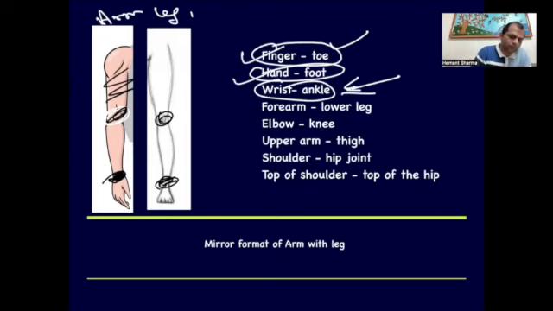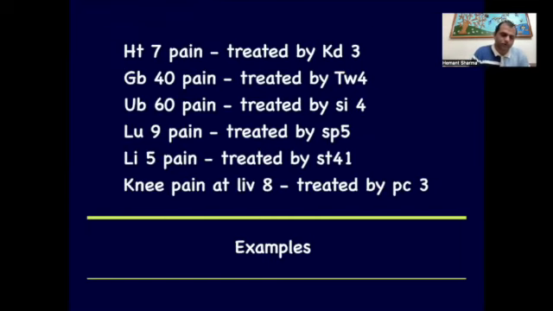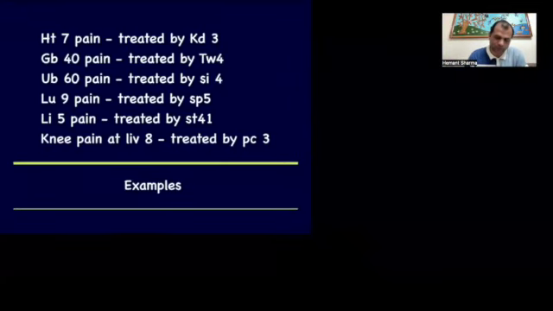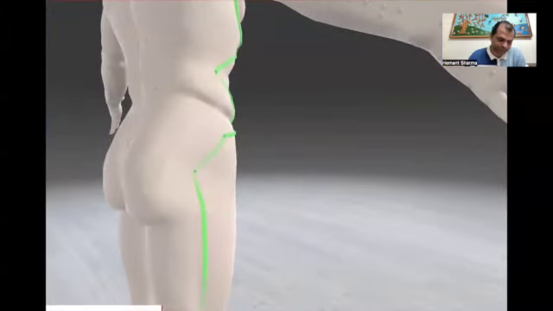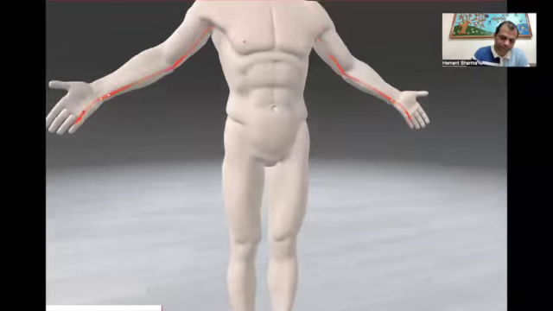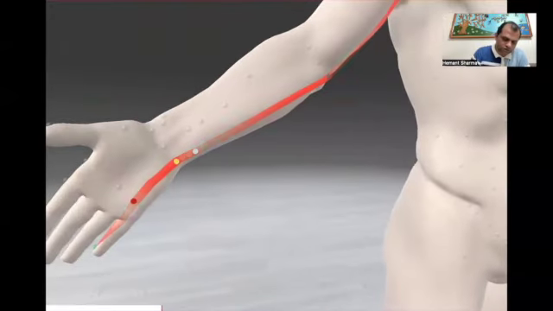So the upper arm looks like the thigh. The shoulder looks like the hip joint. In the same way, this is called the mirror and image concept. So the pain of the heart 7, we will treat at the kidney 3. Let's see why. Why the kidney 3? So pain in the heart 7. This is the heart 7.